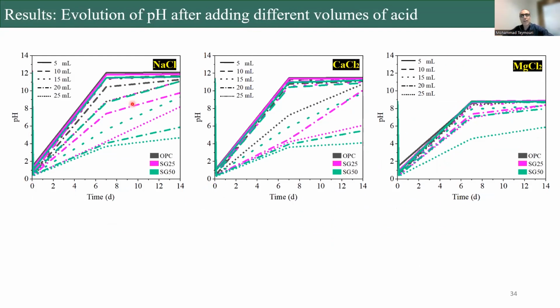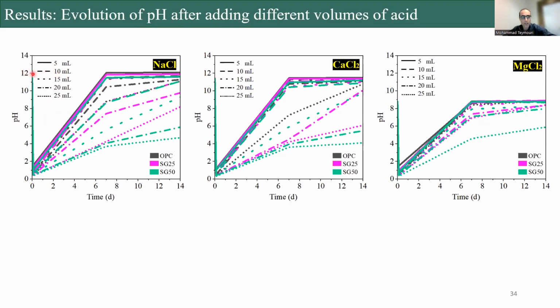And after the binding, we play with the pH. How? We add different volumes of nitric acid: 5 milliliter, 10, 15, 20, and 25. And over time, we measure the pH. You can see that in the first few hours, or the first few minutes, the pH drops sharply. But after a few days, due to the buffering capacity of the paste, mainly because of the calcium hydroxide that we have in the composition, the pH went up to around what it was.